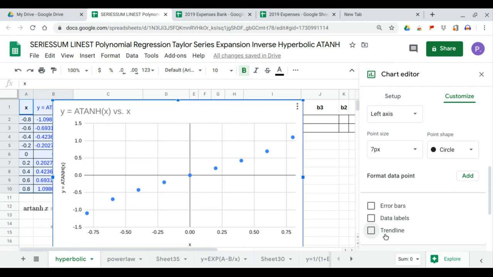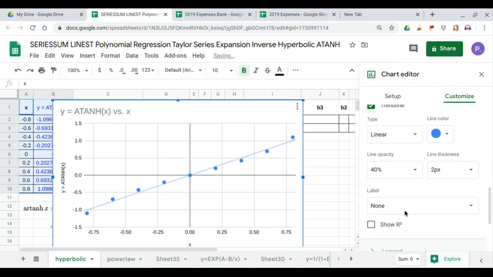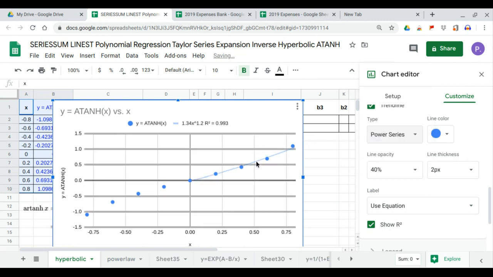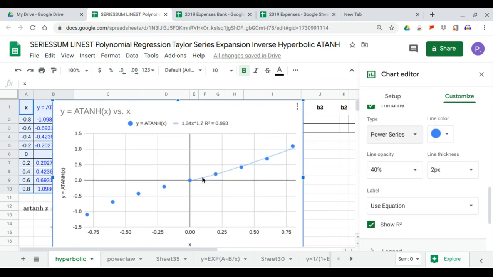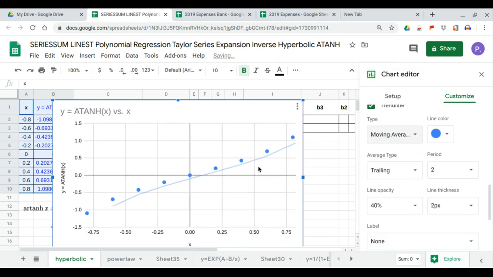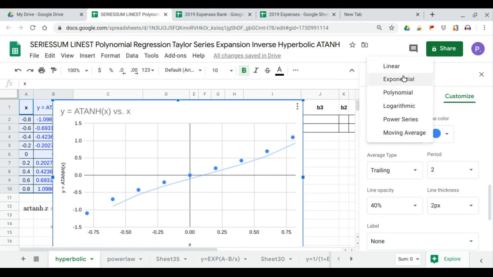So we will need a trend line that fits all the points of the dataset. We cannot use the linear because some points are not in the line. We cannot use the exponential because these points are not in the line. Let's try logarithmic. It's even worse. Let's try power series. Only half of the trend line, only half of the dataset. Moving average. Oh, it's way out. Okay, we'll try the polynomial.